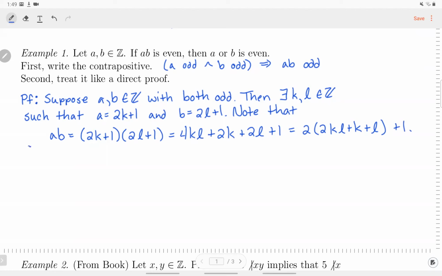Yep. So since 2KL plus K plus L is an element of the integers, AB is odd.